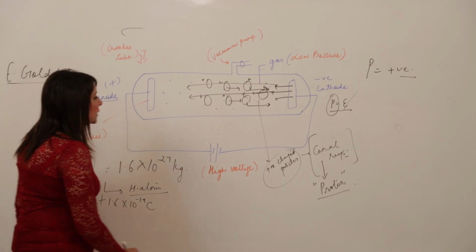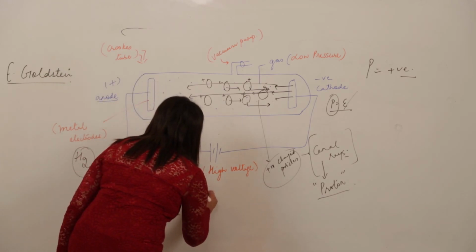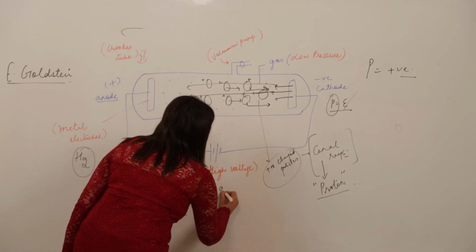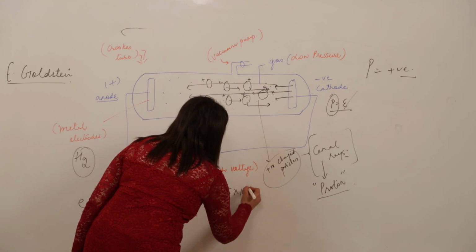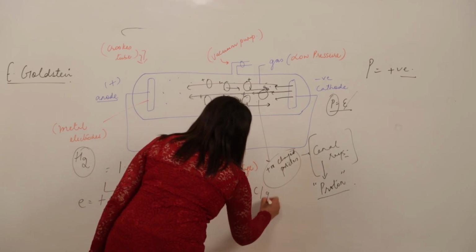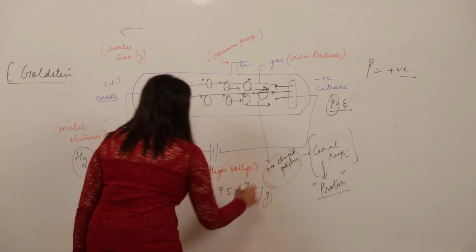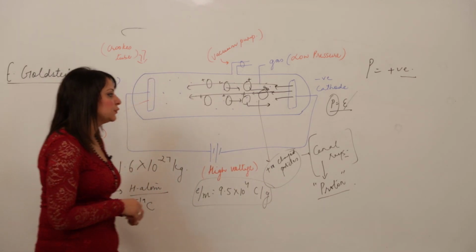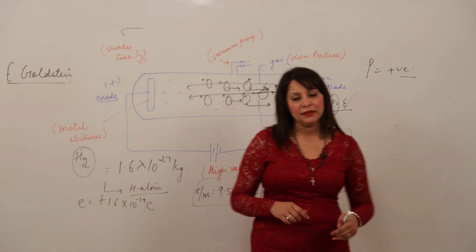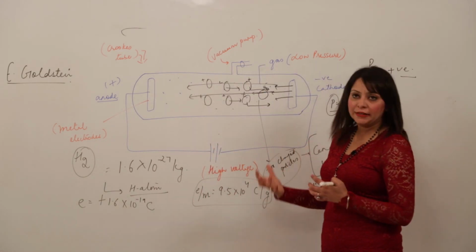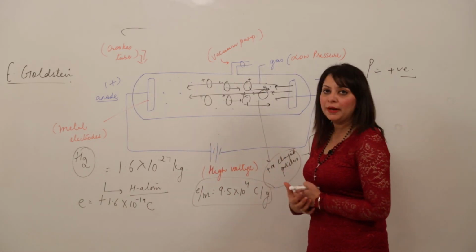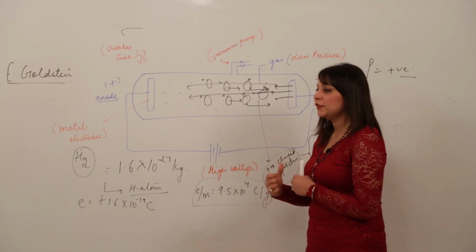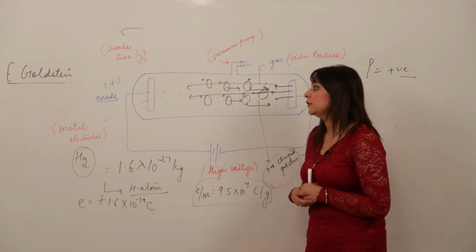And the charge to mass ratio is 9.5 into 10 raised to power 4 coulomb per gram. So these were the properties of the proton, the second subatomic particle, which was discovered by E. Goldstein. I hope you have all understood that properly. So I'll just repeat in a short span of time so that you can club all those things together.